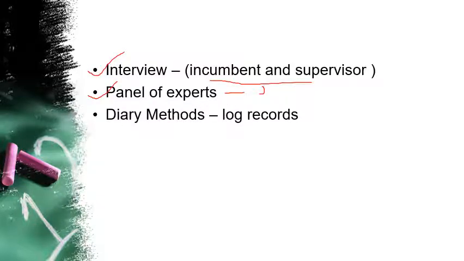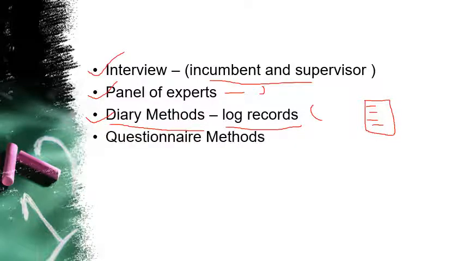And the diary method, or log record. In some industries, employees have log books or log diaries. They detail every day's activity in a log book: what they have done today, what the challenges were, what targets were achieved, etc. So a diary or log record is an excellent source of data. That also can be used in the process. And finally, questionnaires. Some direct questionnaires also can be used to collect the data for job analysis.